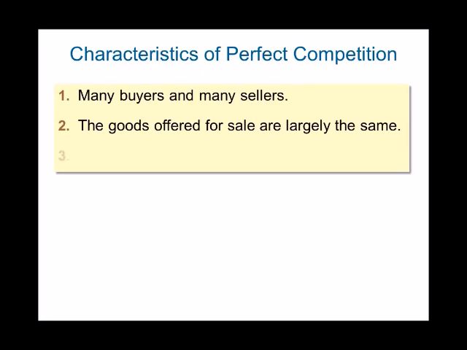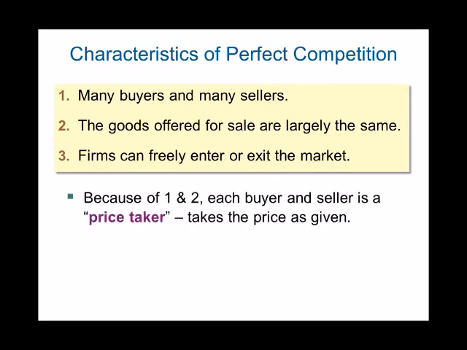Firms can freely enter or exit the market. So firms can enter or exit based on their ability to produce. If they don't feel like they're making any money, they can easily exit the market. Because of conditions 1 and 2, we say that the buyer and the seller are price takers. So basically they take the price as given. They cannot affect the price.